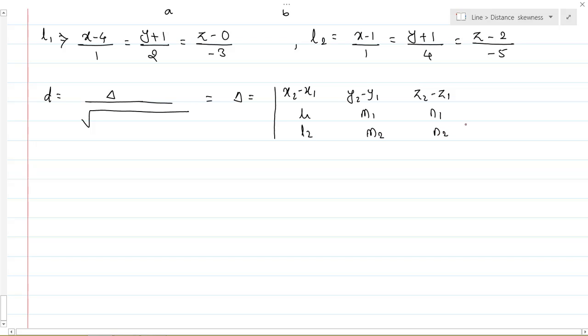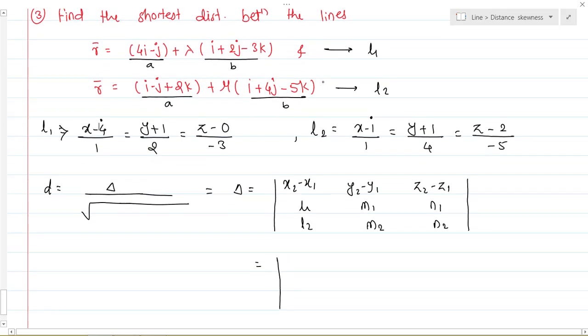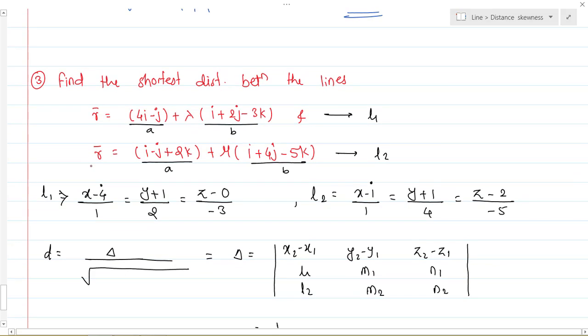Okay, let's substitute the values here. So you will be getting x2 minus x1 means what? This is the x2 part and this is the x1 part. So x2 is 1, or you can take x2 from these points also. So this is x2, y2 and z2, and this is x1, y1 and z1, passing through these 2 points.